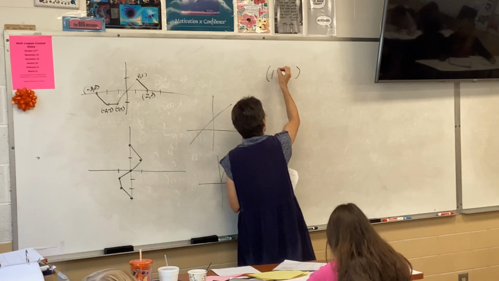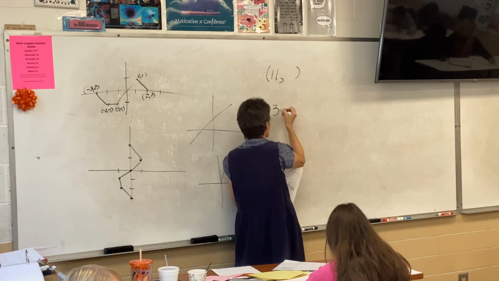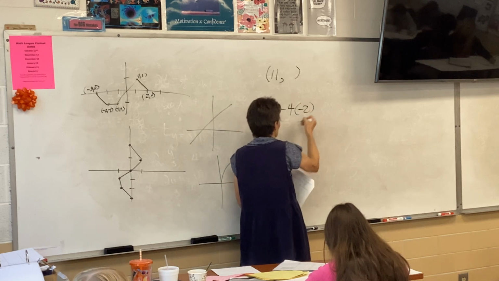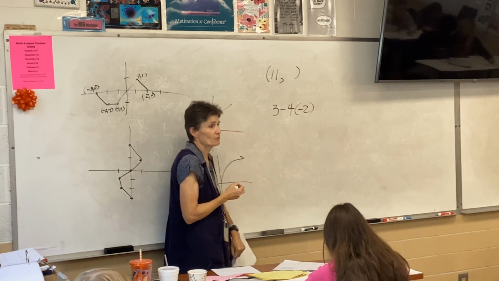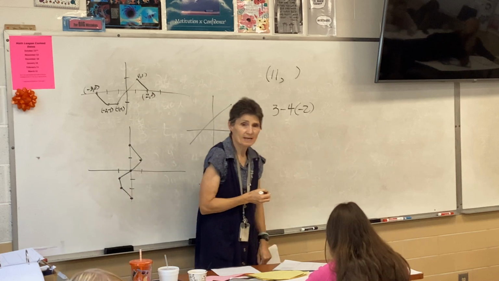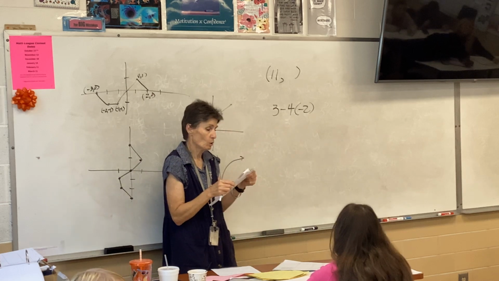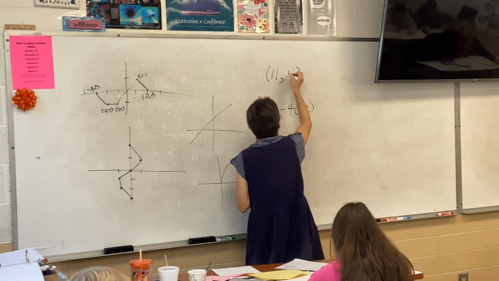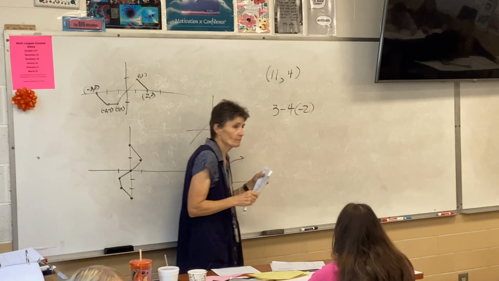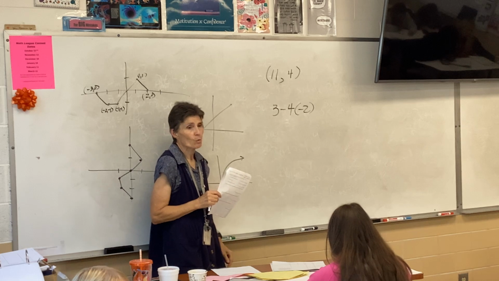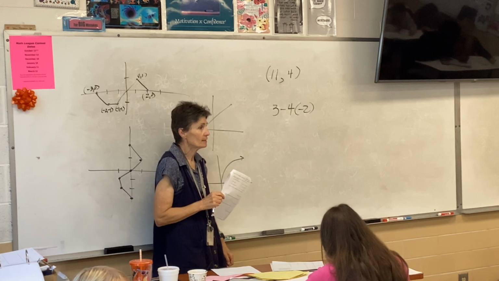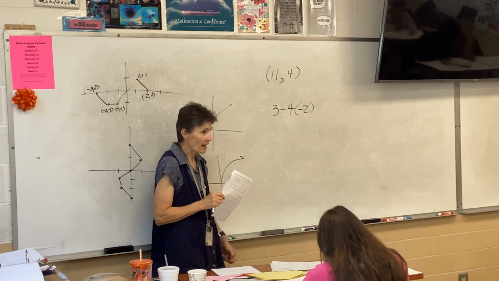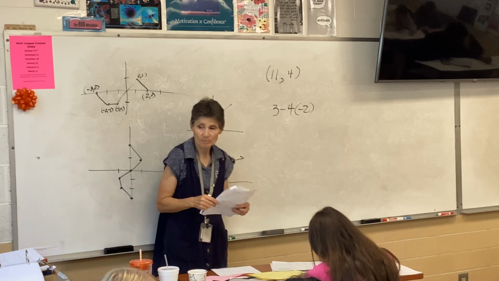There we go. 11. Boys and girls, come on now. What's -4 times -2? 8. 3 plus 8 is 11. Come on. All right, what's y? To answer this question, we just plug in the t value and do the arithmetic.